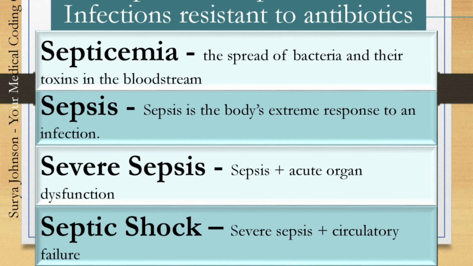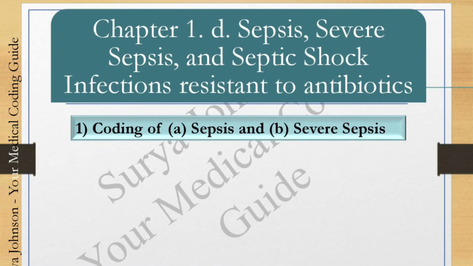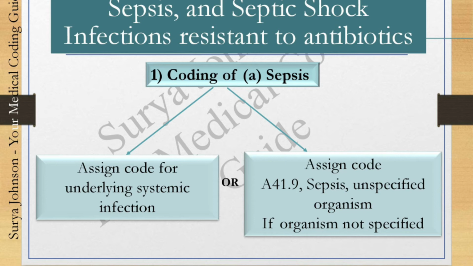So we saw what is septicemia, sepsis, severe sepsis, and septic shock. Now we'll see about the coding of sepsis and severe sepsis. For coding of sepsis, we will be assigning the code for the underlying systemic infection, meaning whichever system has the infection, you will code that. Or you can code A41.9, sepsis, unspecified organism, if the organism is not specified.